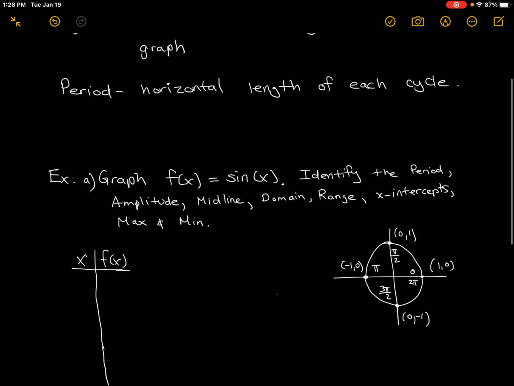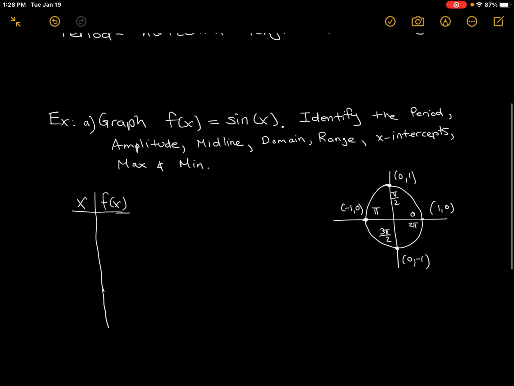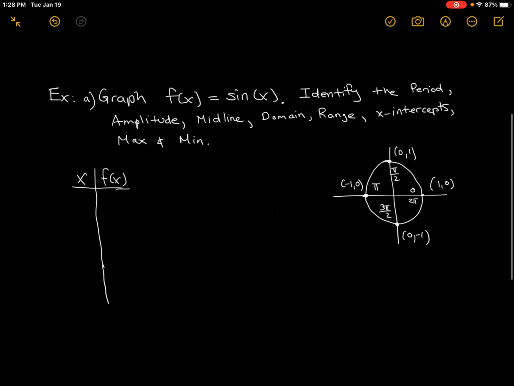So let's take a look at this first parent function. We'll call it f of x is equal to sine x. They want us to graph it and identify a bunch of things: period, amplitude, midline, domain, range, x-intercepts, max and min. Over here I already made a table.